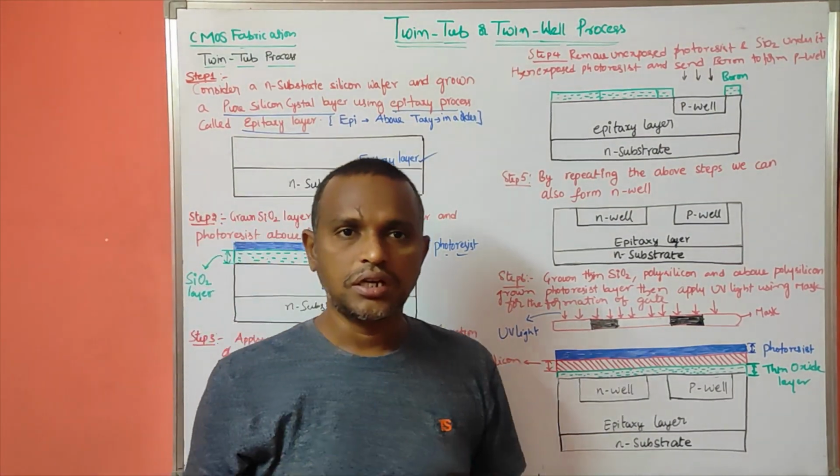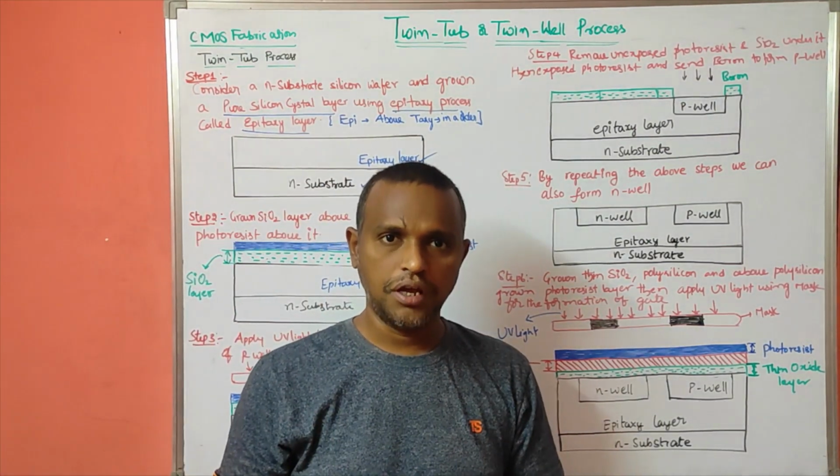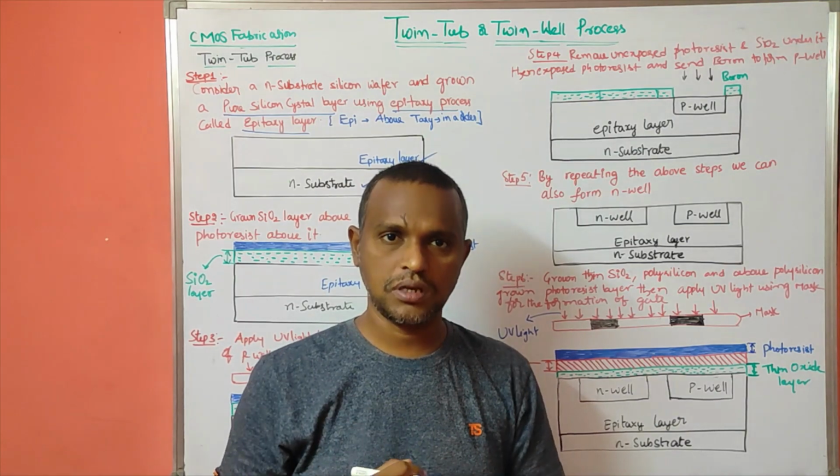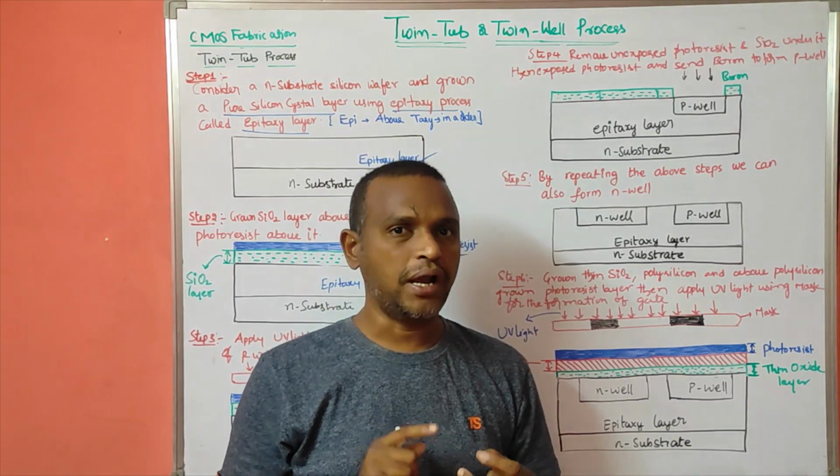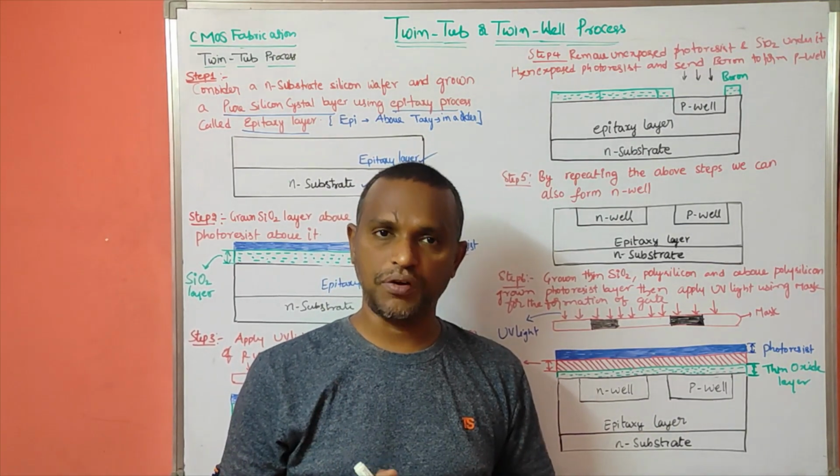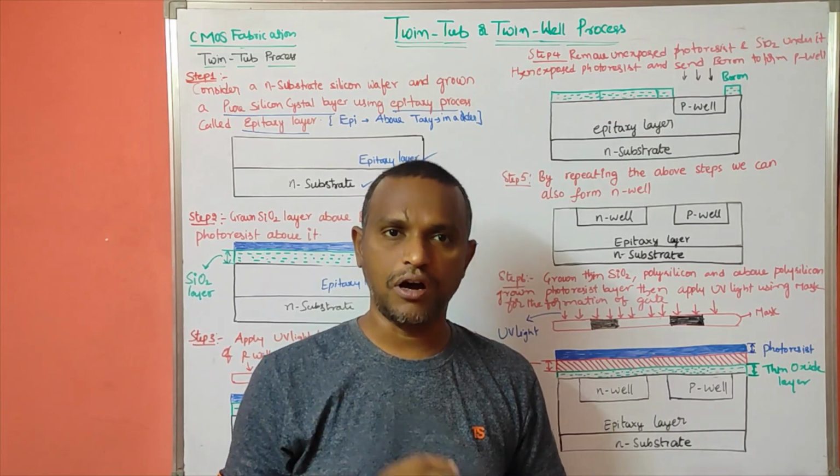Here is the very important step in the twin tub process or twin well process. So we require two wells. One is N well and another one is P well. Then how can we form them?